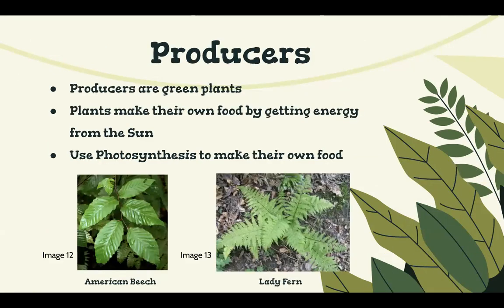Two examples of producers that we have in the temperate deciduous forest are American beech and the lady fern. These are two producers that are green plants, and they make their own food by getting energy from the sun.